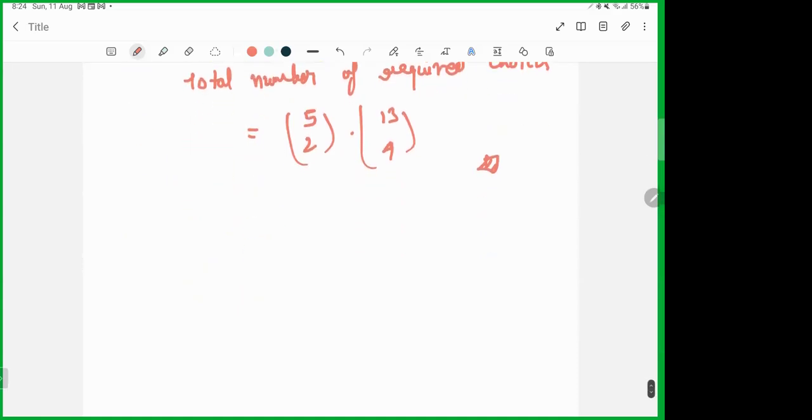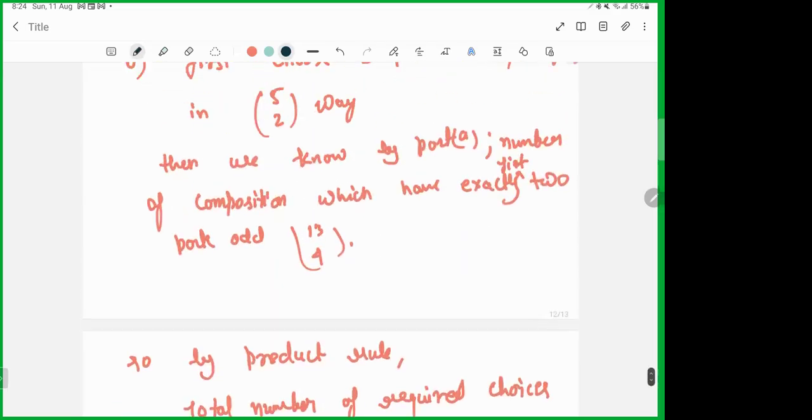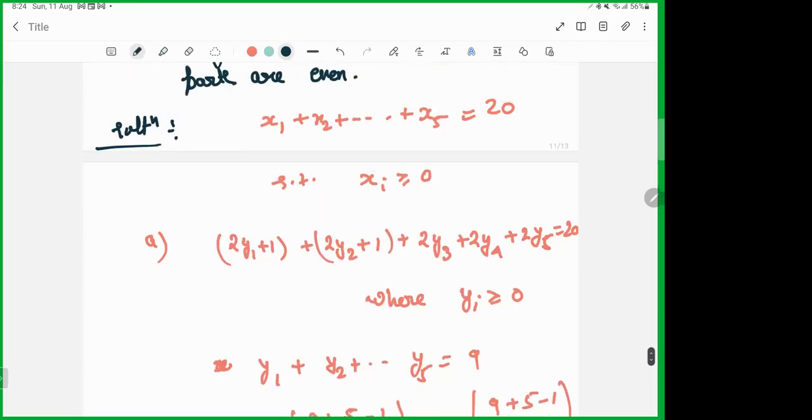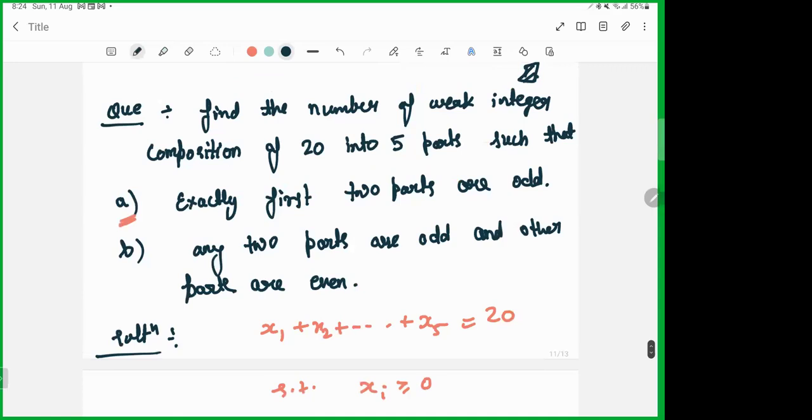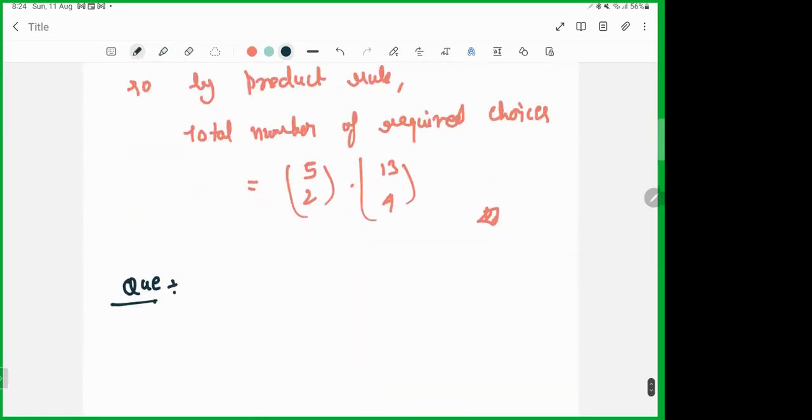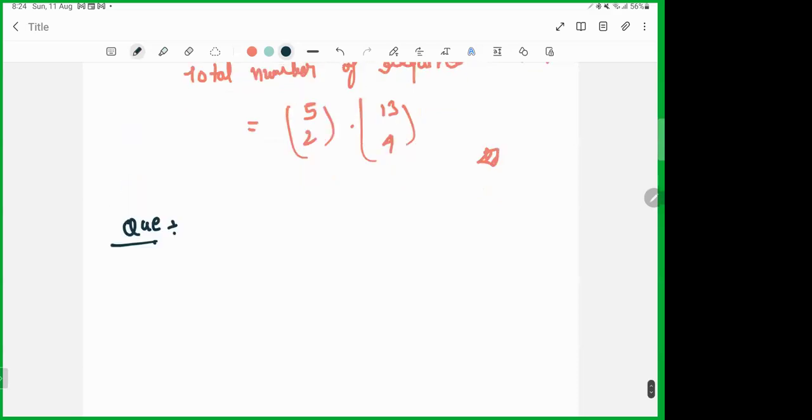So let's do the next problem. This is clear, na? Are both parts clear or not? Yes, sir. Okay. Abhishek? Yes, sir. Okay, let's go ahead.